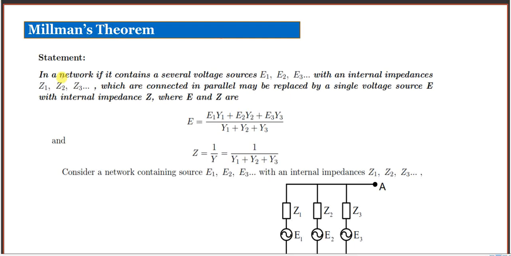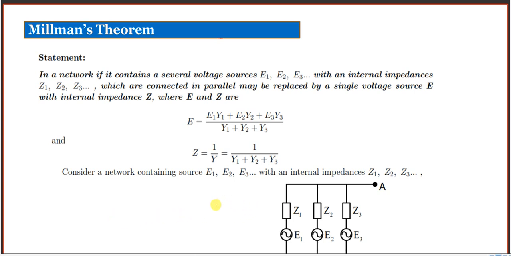Next theorem is Millman's theorem. Millman's theorem statement: in a network, if it contains several voltage sources like E1, E2, E3, etc., with internal impedances Z1, Z2, Z3, etc., which are connected in parallel, may be replaced by a single voltage source E with an internal impedance Z, where E and Z are given by these values.